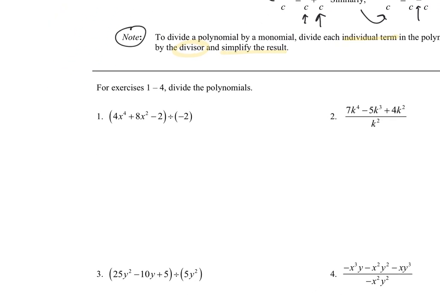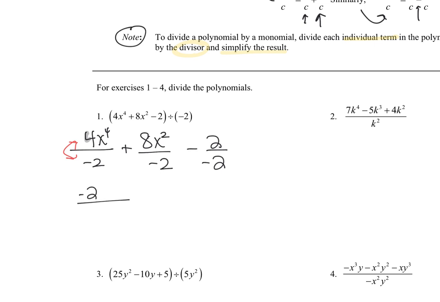We're just going to break it apart. I will have 4x to the 4th divided by a negative 2 plus 8x squared divided by a negative 2 minus 2 divided by a negative 2. All right, so we've already done this earlier in the module. 4 divided by, these are just two numbers, just a fraction. 4 divided by negative 2 is negative 2, or you could say negative 2 over 1 if you wanted to. And then there is nowhere for the x to the 4th to go, or to be divided by. See, there's no x term here in the denominator.